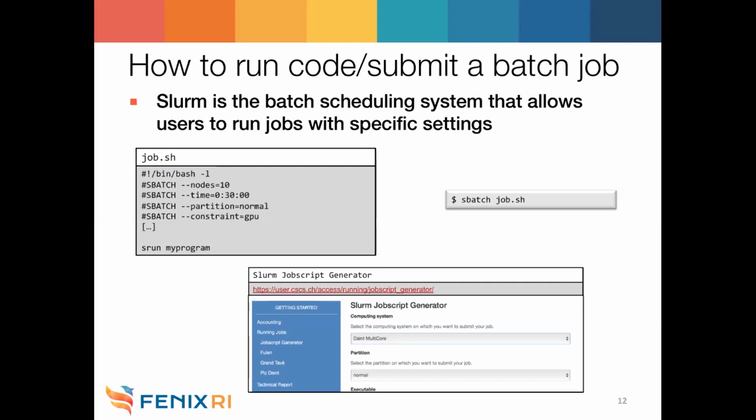Of course, there are a few things you may have to pay attention to, such as the type of partition you want to use or the constraint, meaning GPU or multi-core. But other than that, you use the typical srun command and your code should be able to run through an sbatch. At CSCS, and I provided a link there, there is a Slurm job script generator, which you can use to fill out your details, and then it will provide you something that, once you have it, you are ready to go.